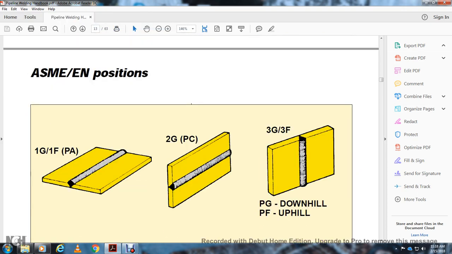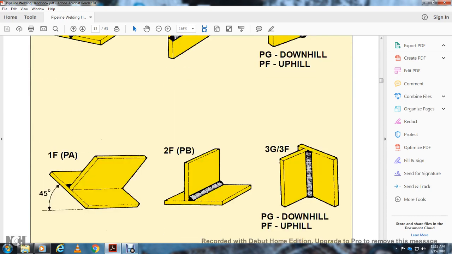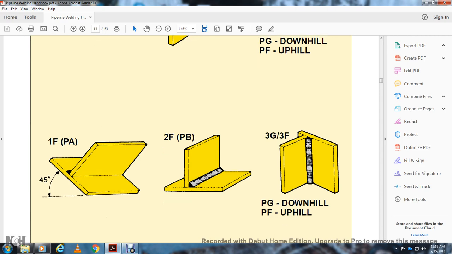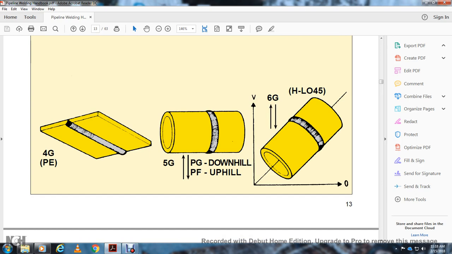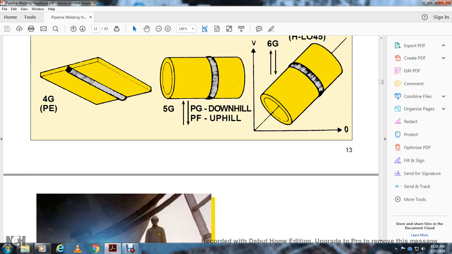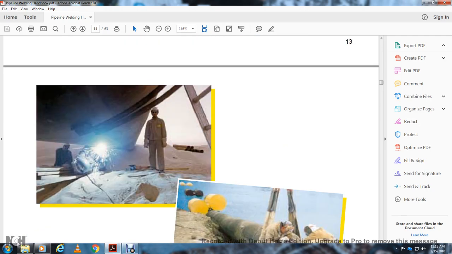All right, the American Society of Mechanical Engineers and electrode positions: 1G, PA, 2G, PC, 3G, 3F, PG equals downhill, PF equals uphill. 1F, PA, 45-degree angle, 2F, PB, 3G, 3F, PG equals downhill, PF equals uphill. Overhead, 4G, 5G, PG downhill, PF uphill, 6G, 45-degree angle, vertical. This shows some pictures of the welding of the pipeline.